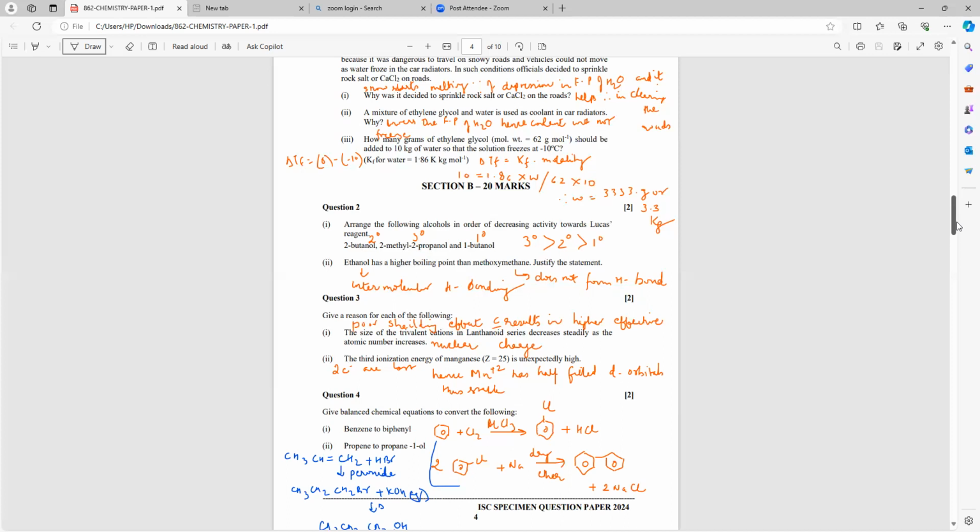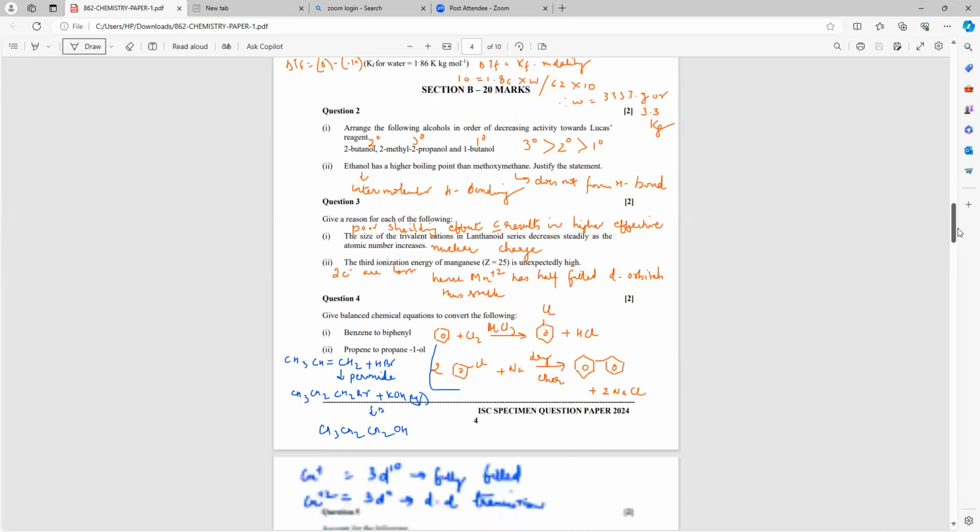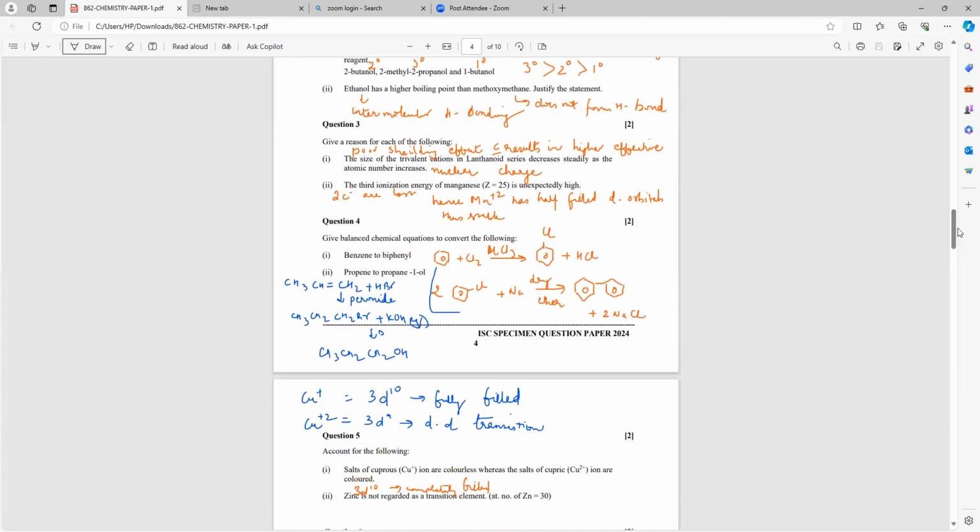Then question number 4, give balanced chemical equations to convert the following. Because of less space, I have not written the IUPAC names, but please remember when you are writing the reactions for organic compounds, IUPAC names are important. So here are the conversions. Question number 5, account for the following.